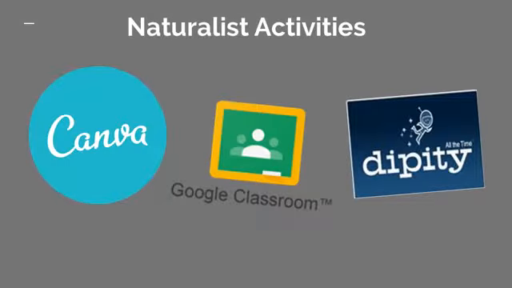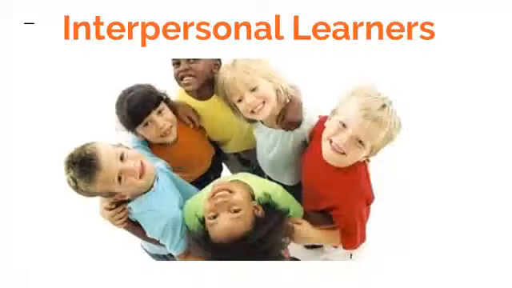Naturalist learners will participate in several activities using Canva, Google Classroom, and Dippity. Dippity is an app that creates timelines. Students will have the opportunity to create a timeline of the Underground Railroad.